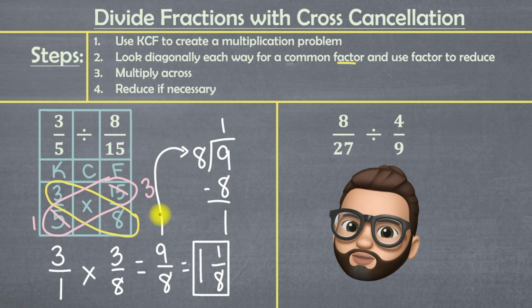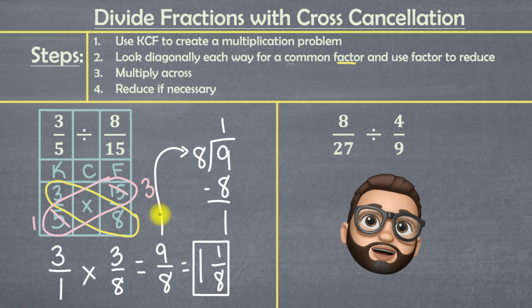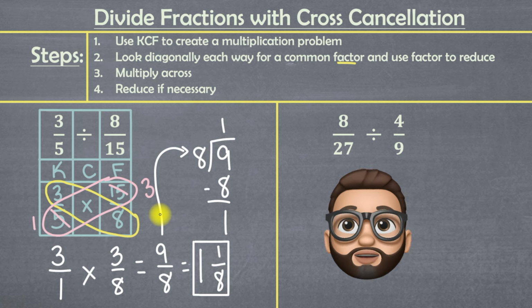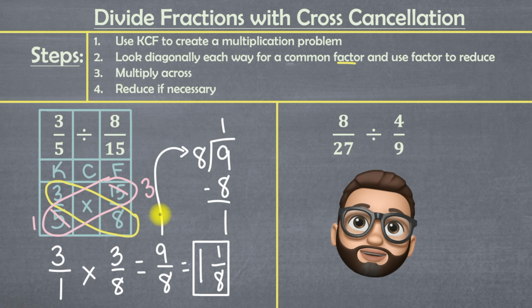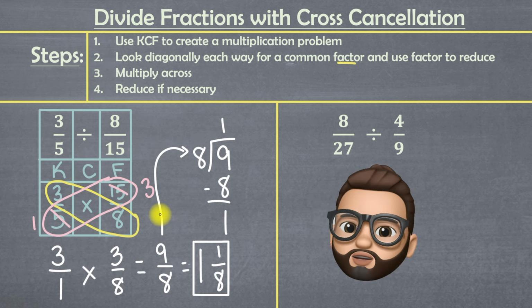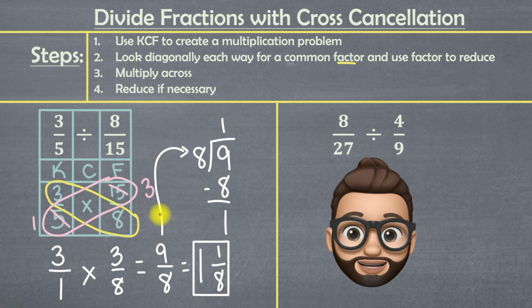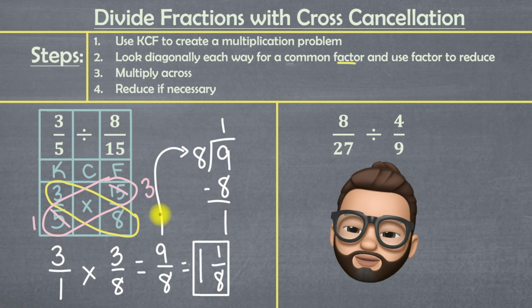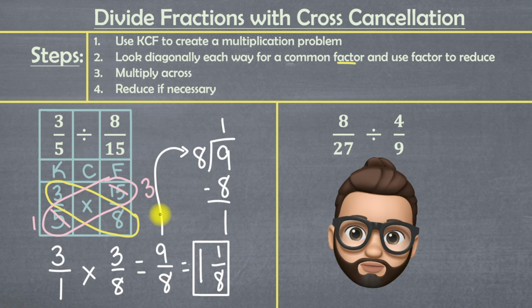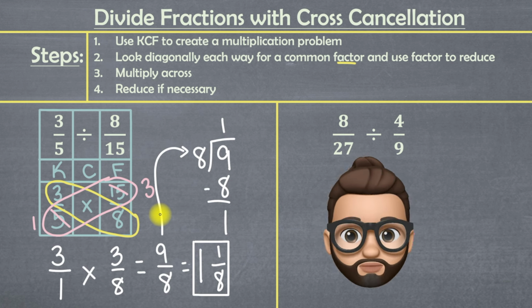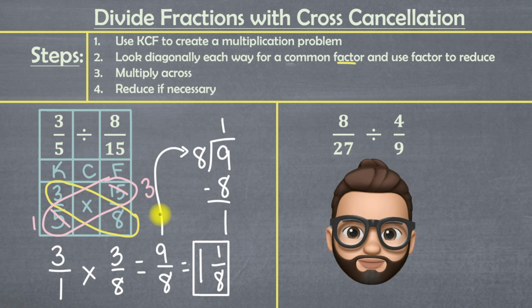Okay. That question was a little bit tricky at the end because you had to make sure that you knew how to change an improper fraction to a mixed number. But the cross canceling wasn't too bad, and it made it so that we had smaller numbers that we worked with. That was helpful. Why don't you pause the video and try the next example on your own? Good luck.